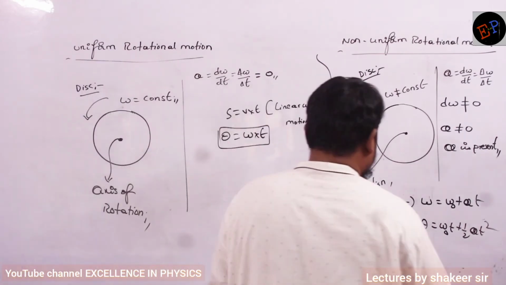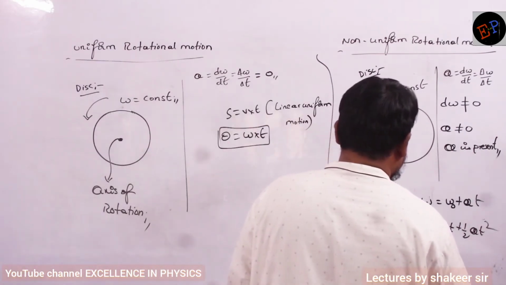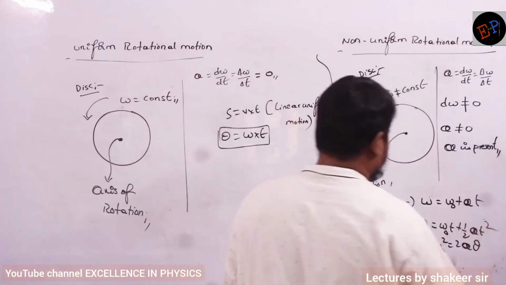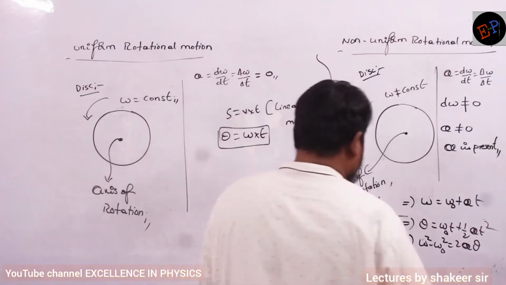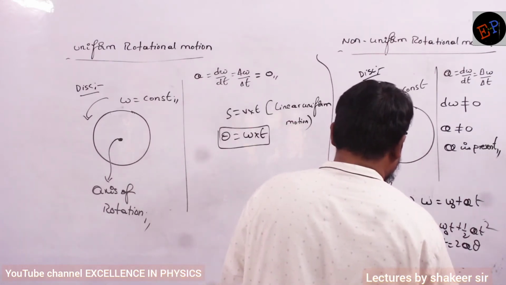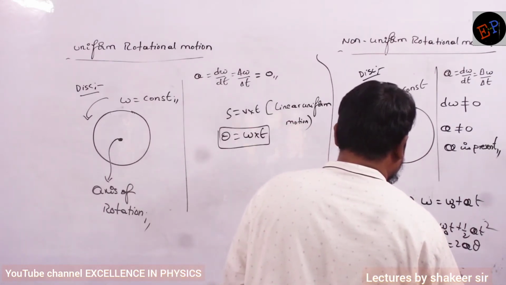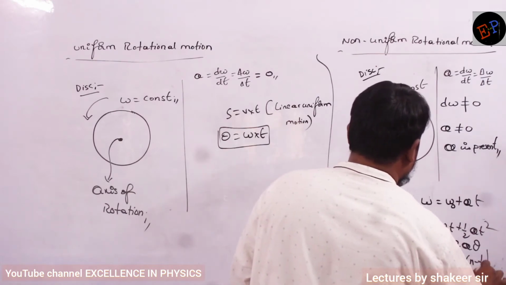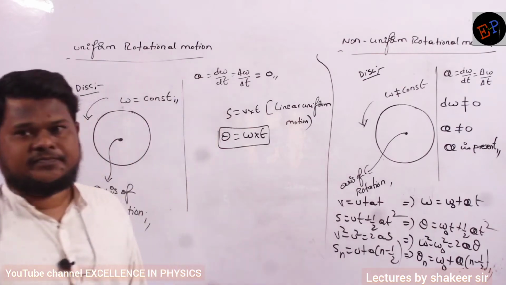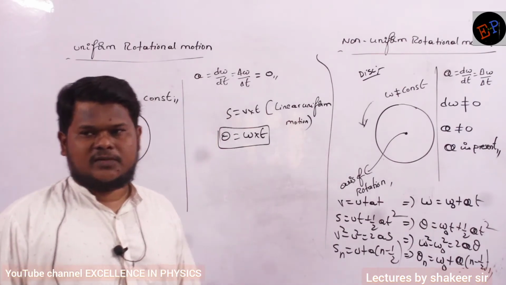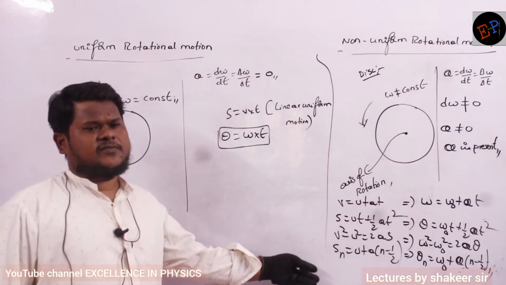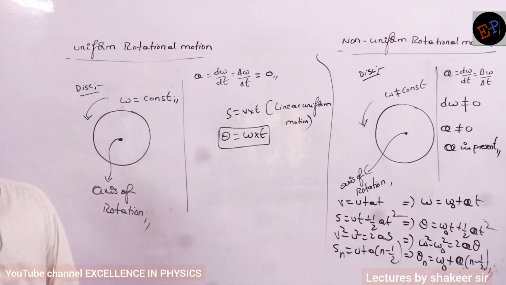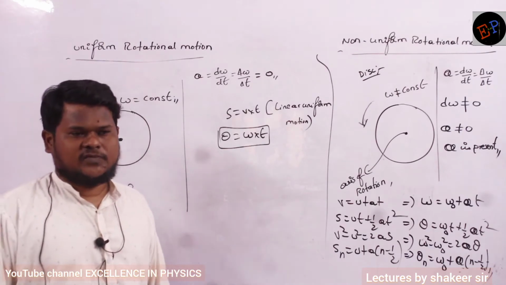Similarly, v square minus u square is equal to 2as means omega square minus omega naught square is equal to 2 alpha theta. Similarly, Sn is equal to u plus a into n minus 1 by 2 means theta n is equal to omega naught plus alpha into n minus 1 by 2. That's it. These are the equations. The same equations we have used in circular motion also. Here also exactly the same equations. No change.